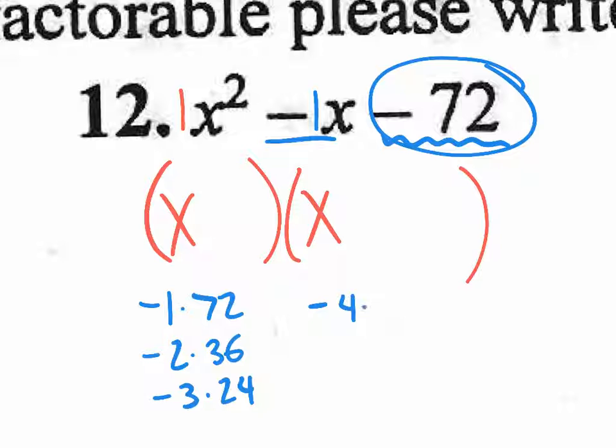Negative 4 times negative 5 doesn't work. Negative 6 times 12. Negative 7 doesn't work. Negative 8 times 9. Those are all the possible multiplication problems that give us negative 72.